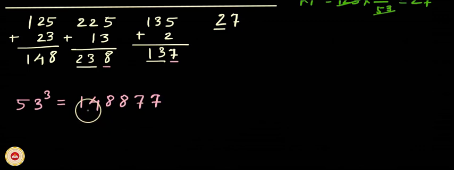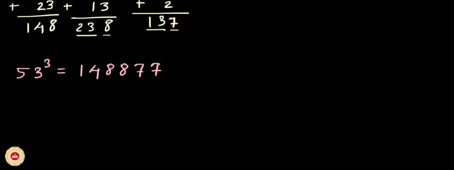1,48,877. Okay, 1,48,877 is the cube of 53. Now by using the Beejank method, friends, we can check if this answer is correct or not. How to do it? Let us apply the Beejank method.